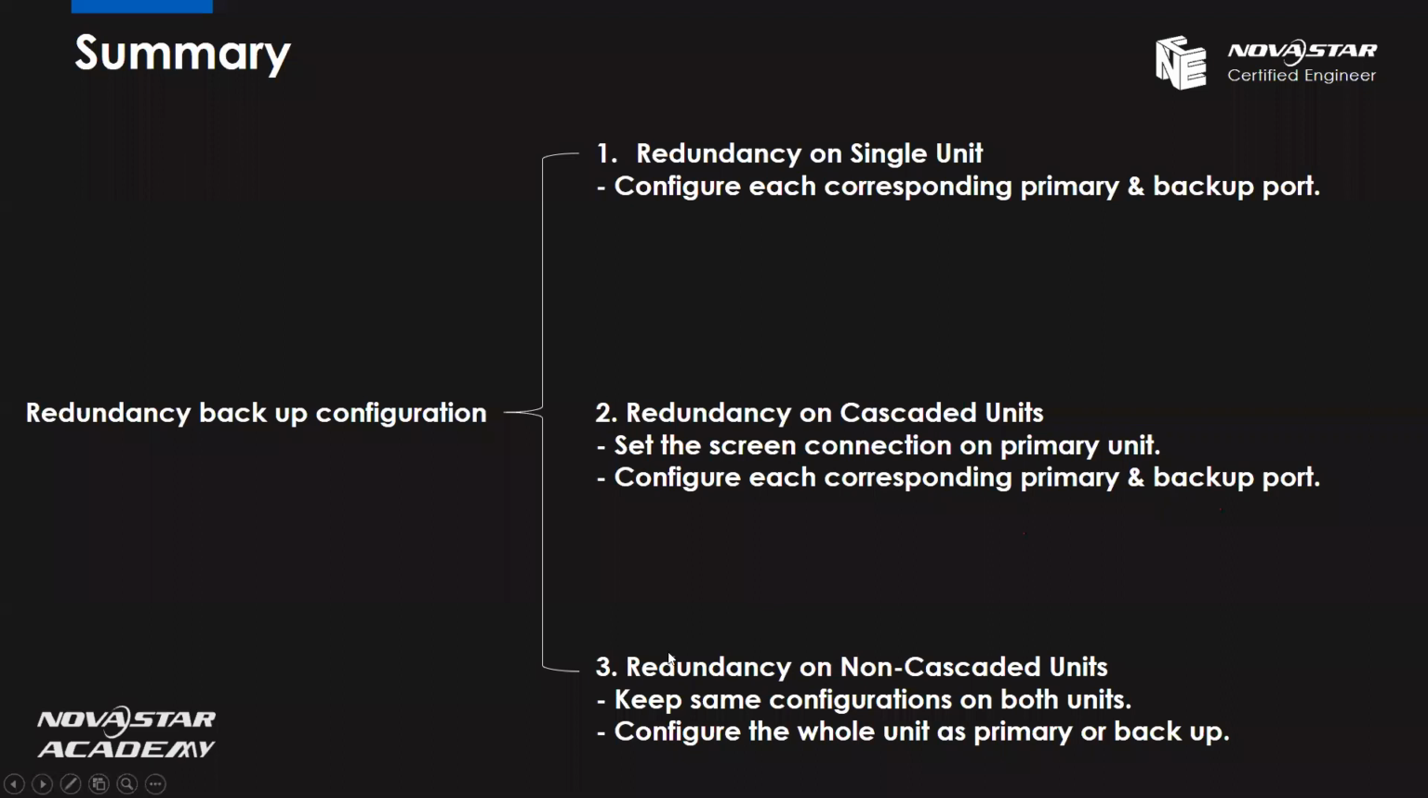And the third one is the redundancy on the non-cascading unit. The same, we need to keep the same configuration on both units. We use a configuration file from the primary controller and then apply the file to the second backup controller to make sure the 2 configurations are totally the same. And then we need to configure the whole unit to work as a primary unit or a backup unit. So in this part, we don't need to configure the ports one by one anymore. We can set the whole unit to work as primary or backup. I think maybe it's more convenient.